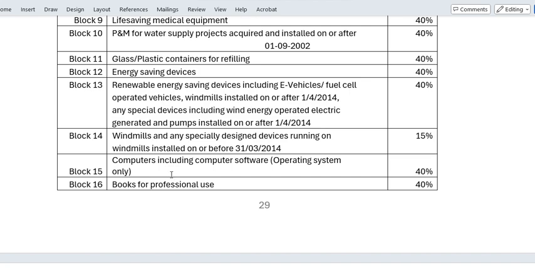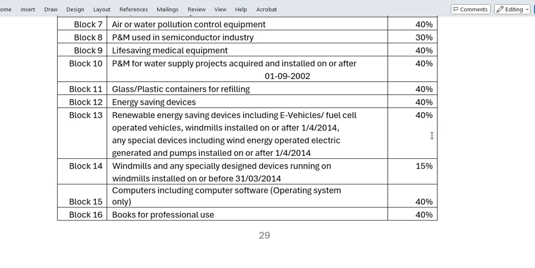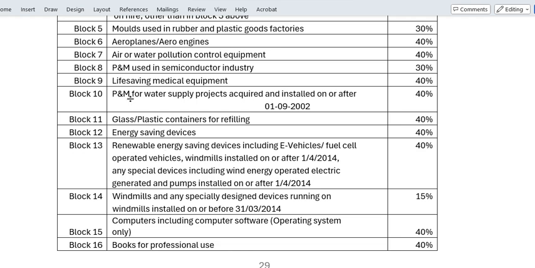Then that includes maybe some computer, including computer software, that is the operating system, Windows for example. Computer with OS, in that case is 40%. You will get depreciation for computer at that rate. The windmills and all, you will get 15%. Now renewable energy, you will get 40% depreciation. Then energy saving devices 40%. Then glass, plastic containers for refilling 40%. Then the plant and machinery for water supply projects acquired on or after 1/9/2002, 40%.